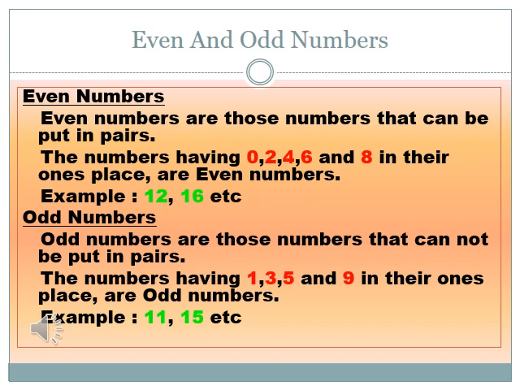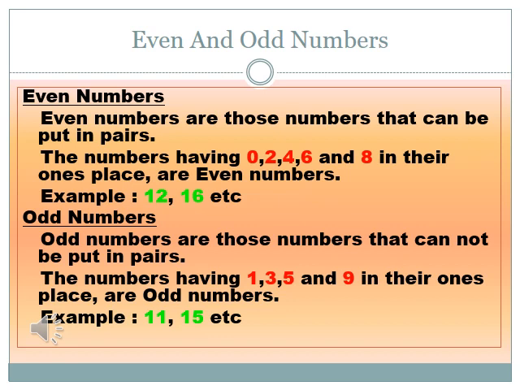In other way, the numbers having 0, 2, 4, 6 and 8 in their ones place are even numbers. Again, you can see in the example 12 and 16, the both numbers have 2 and 6 at ones place, so they both are even numbers.